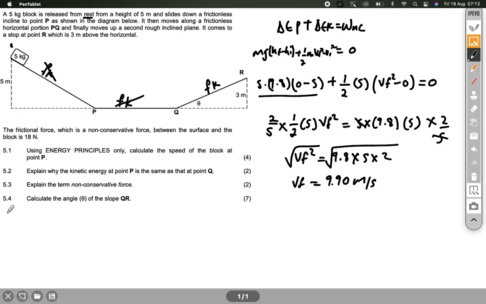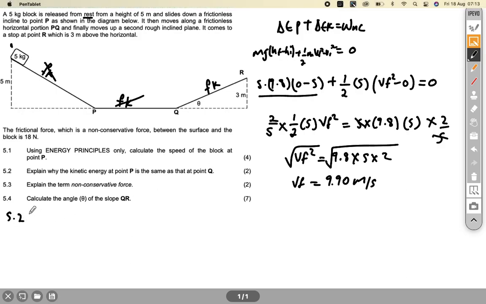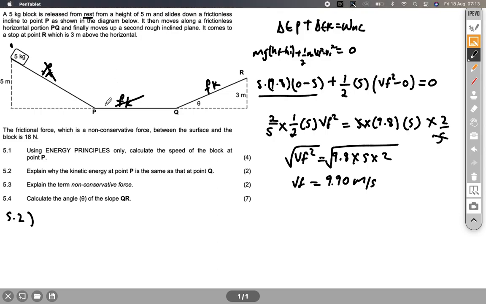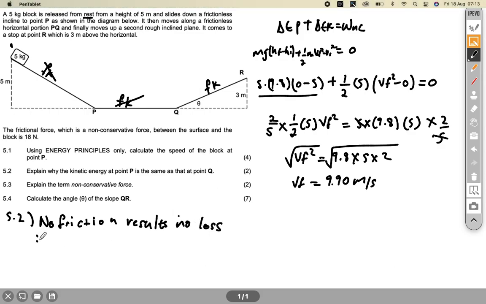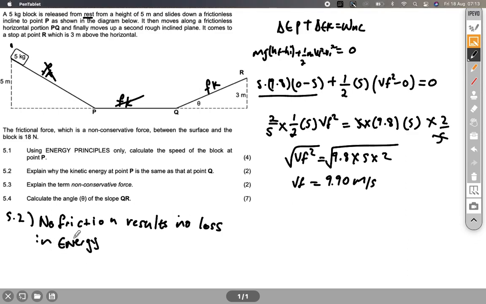Okay, and then explain why the kinetic energy at point P is the same as that at point Q. Okay, we're going to do 5.2 here. So they said there is no friction. So no friction, or you could write zero friction, results in no loss in energy. Okay, so if there's no friction, then our energy is conserved.